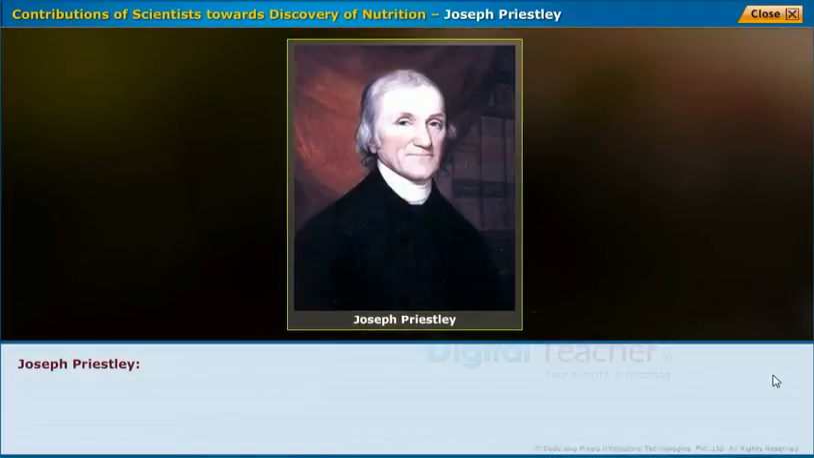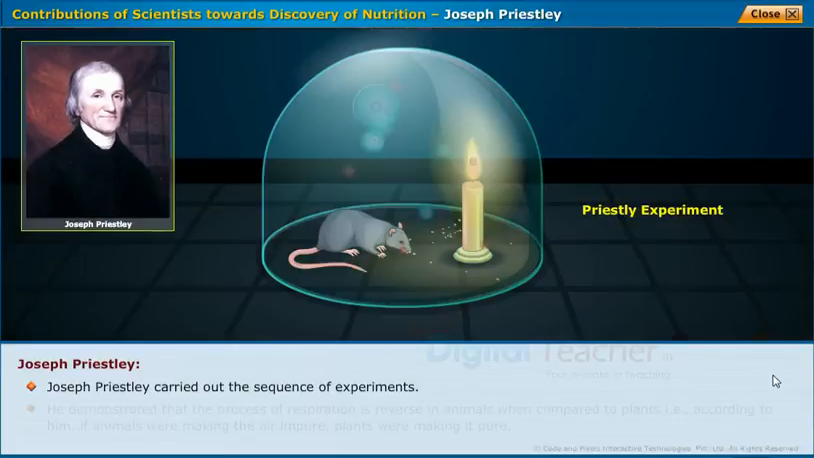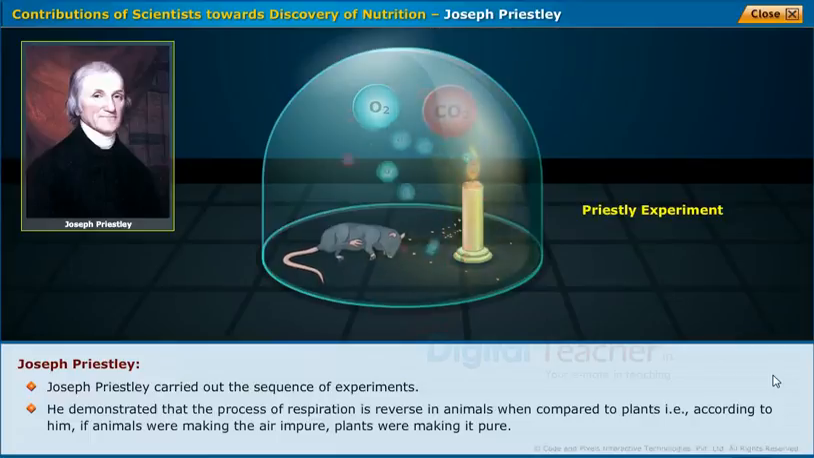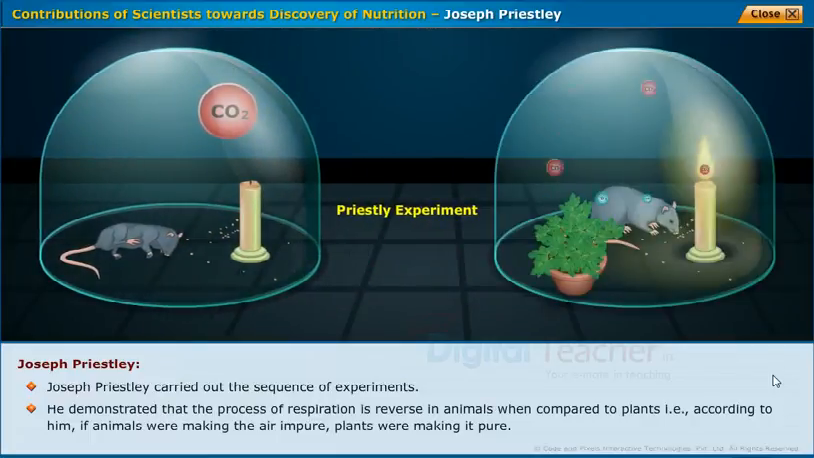Joseph Priestley carried out a sequence of experiments. He demonstrated that the process of respiration is reversed in animals when compared to plants. That is, according to him, if animals were making the air impure, plants were making it pure.